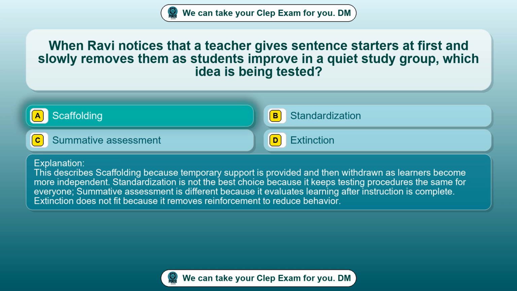Standardization is not the best choice because it keeps testing procedures the same for everyone. Summative assessment is different because it evaluates learning after instruction is complete. Extinction does not fit because it removes reinforcement to reduce behavior.